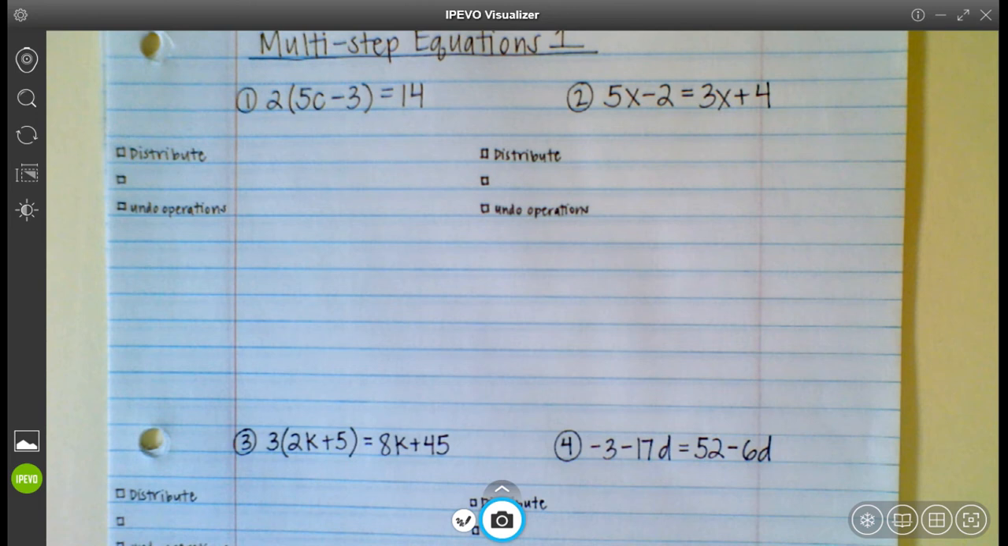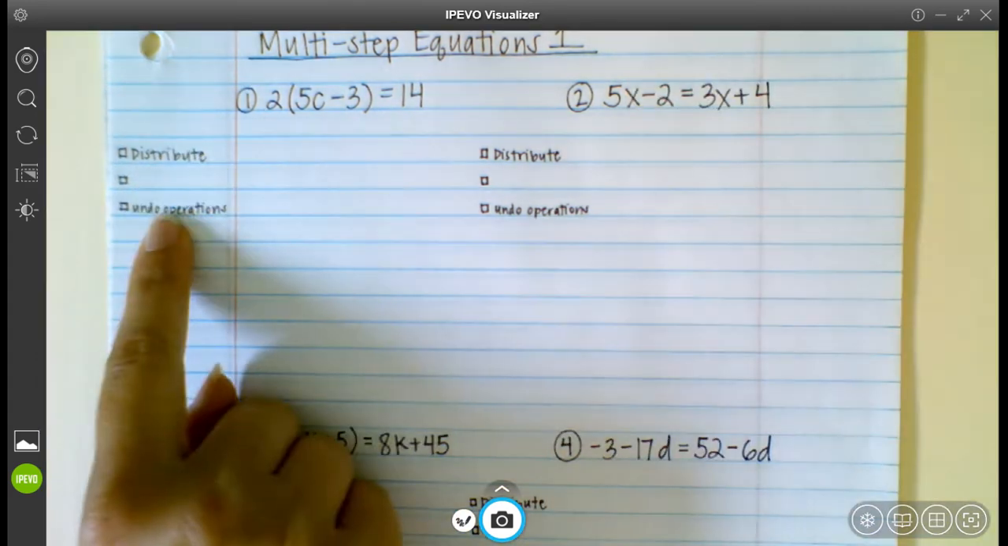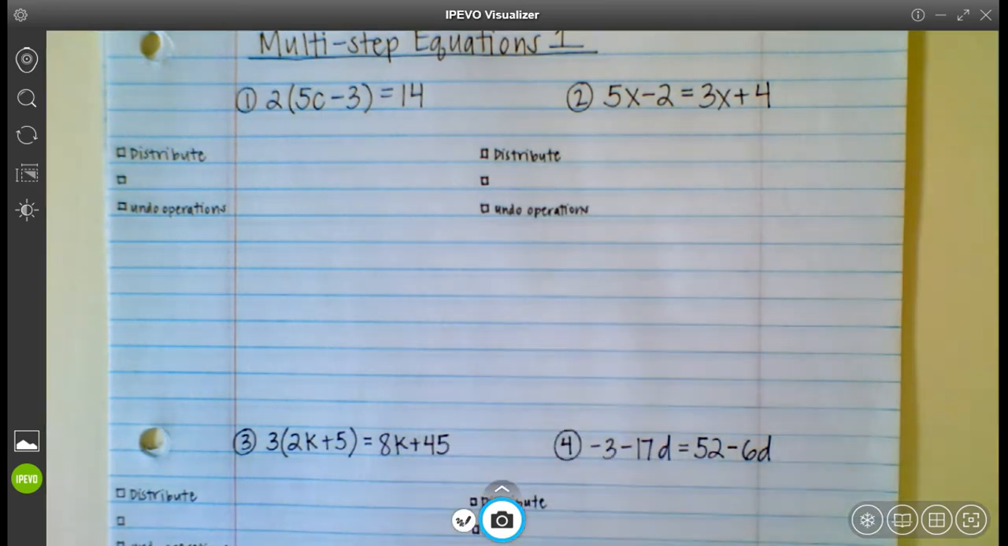So our example questions that I want you guys to also write down, we have 4 examples, and on each of those examples here on the notebook paper, notice how I've put our 3 check mark boxes, and I've also put our words distribute, and in our third is undo operations. So go ahead and take some time, pause the video, and set up your equations as such for your example questions. So let's take a look at number 1.